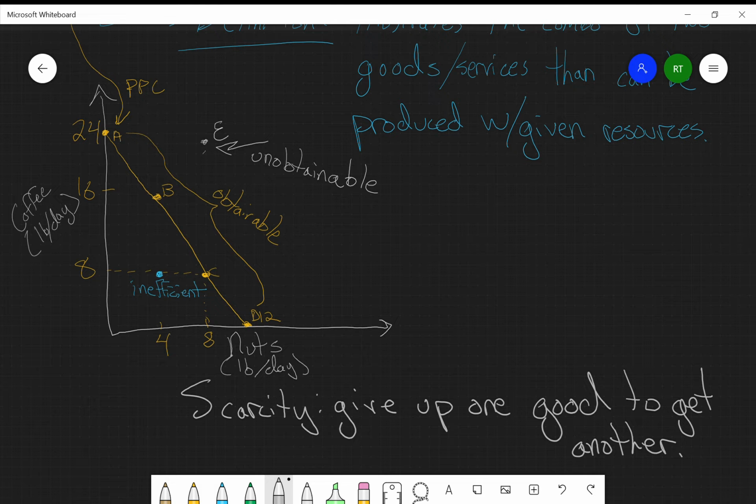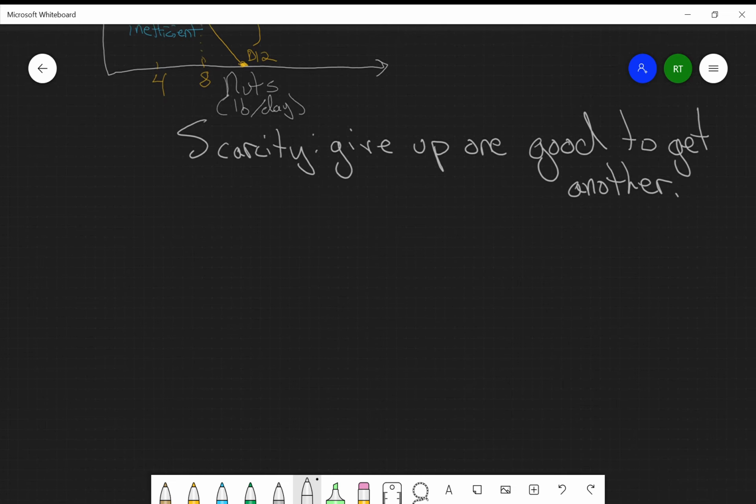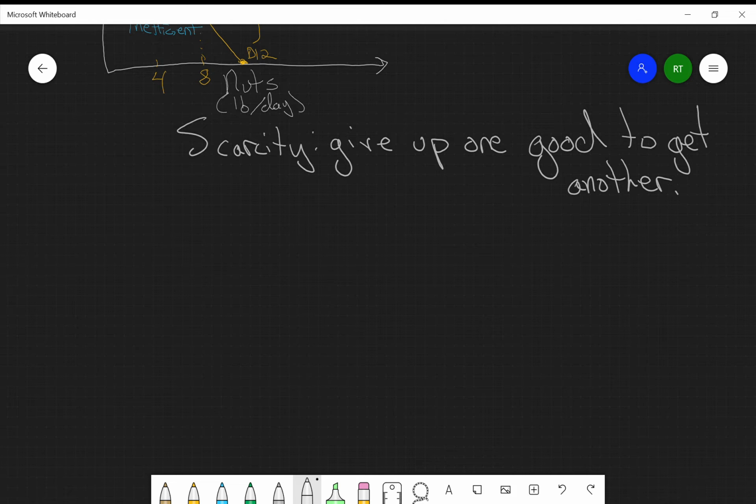Questions on production possibility curve? Okay, cool. So let's go ahead and talk about gains from specialization and trade.